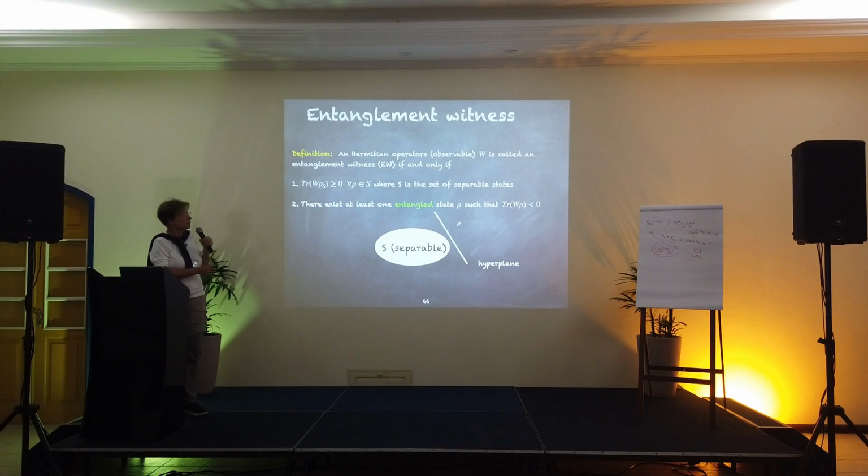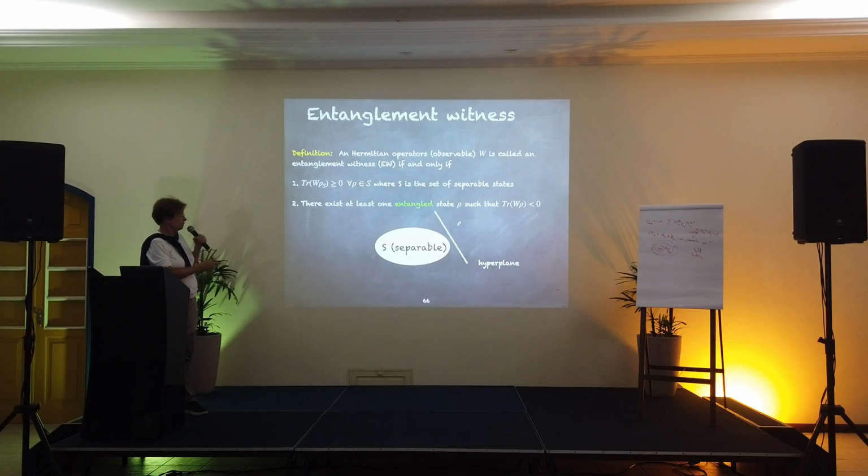We call it an entanglement witness. So there is an operator, this hyperplane. It's a Hermitian operator, so it's an observable, okay? And it's called an entanglement witness if and only if it fulfills the following. The expectation value of this operator, which is my witness, on all the states which are separable, so on this side, is for sure positive.